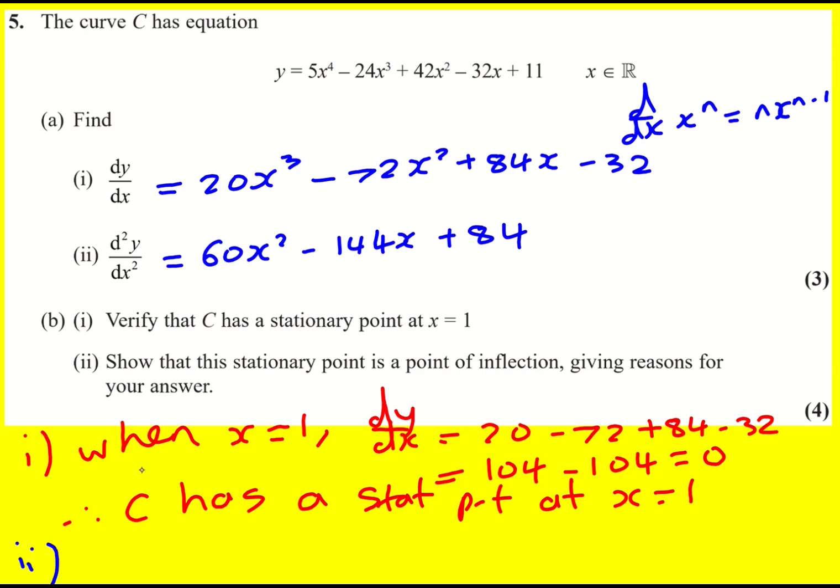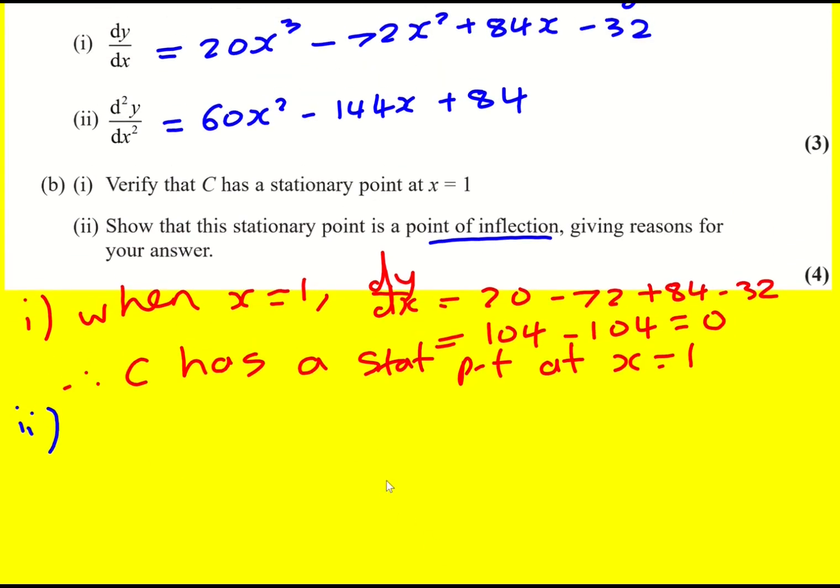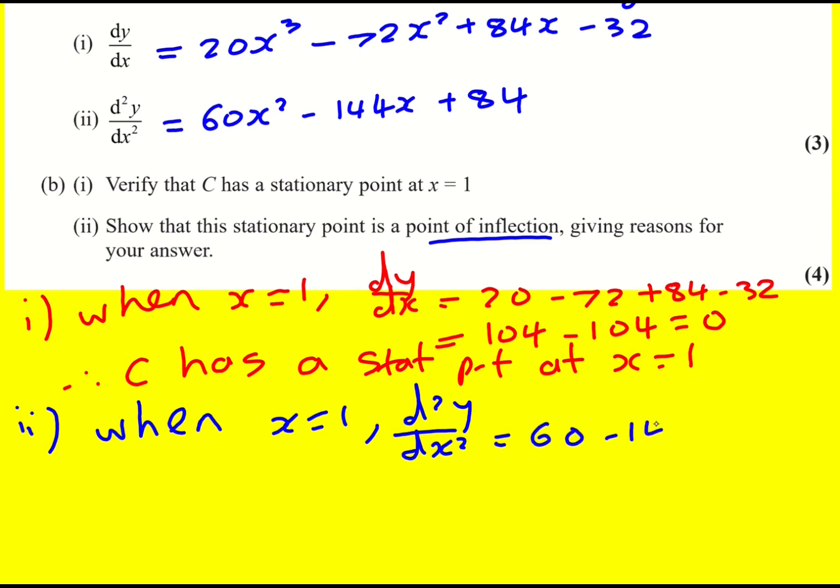Part 2, we're asked to show that this stationary point is a point of inflection, giving reasons for our answer. If you do the second derivative and you get a positive, then you have a minimum. If you get a negative, you have a maximum. If you get 0, then it could be all three. So I'm just going to check it anyway. When x equals 1, d2y by dx squared is going to equal 60 minus 144 plus 84. That is going to equal 0. That actually doesn't tell us it's a point of inflection.